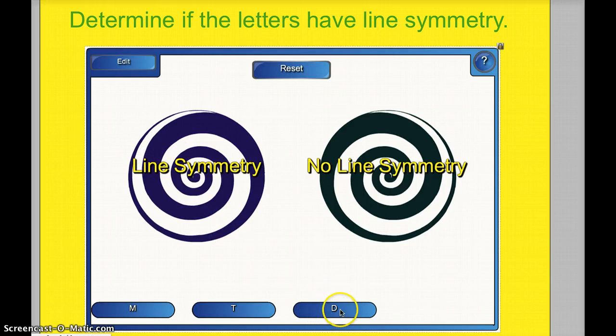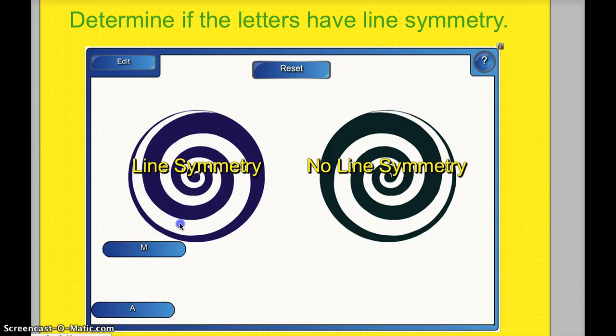D actually does this way. If I would do the line going this way, it would. T, yes. If I divided T in half down the middle this way, it would have line symmetry. E also would be down the middle this way. M, down the middle right here in the middle of the M, would give it line symmetry. A also does have line symmetry.